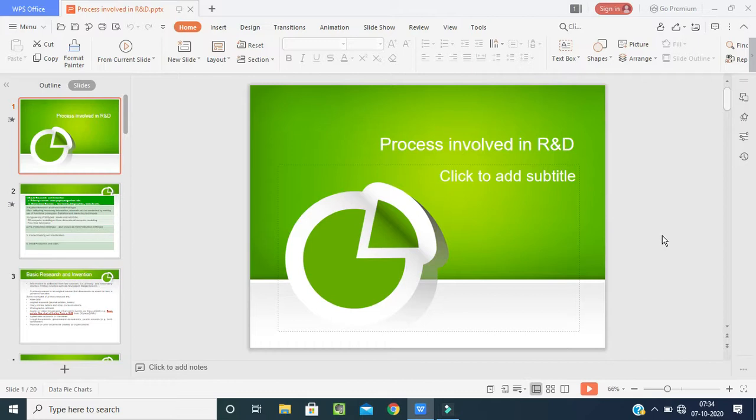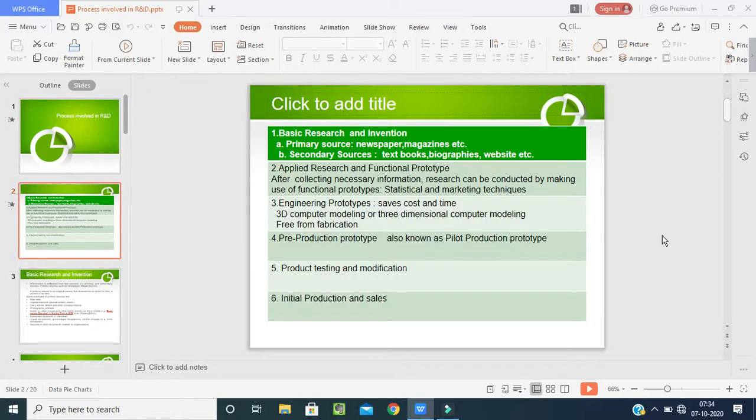What do you mean by R&D? In the last class, we discussed R&D is nothing but research and development. So, what are the steps involved? What is the significance? We will learn one by one. The next slide, just have a look here.